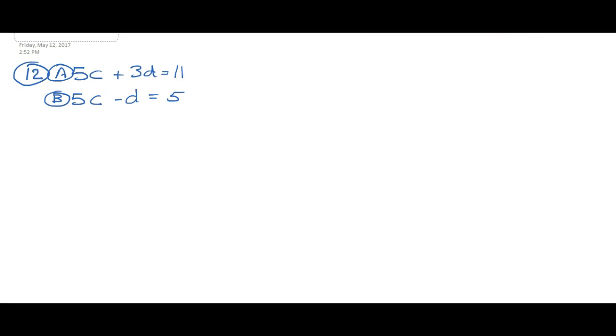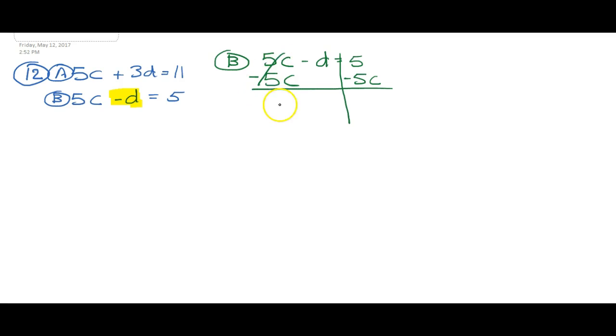So let me highlight which ones have singles, and it only looks like this one. So I'm going to start with that one. Equation B. So 5c minus d equals 5. And I'm going to solve for d, so I have to subtract 5c from both sides. Negative d equals negative 5c plus 5.